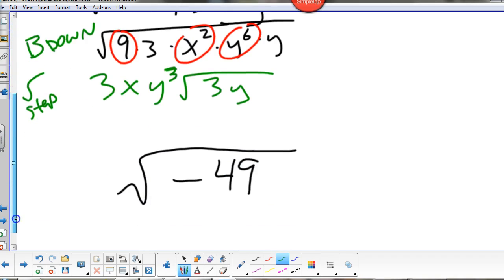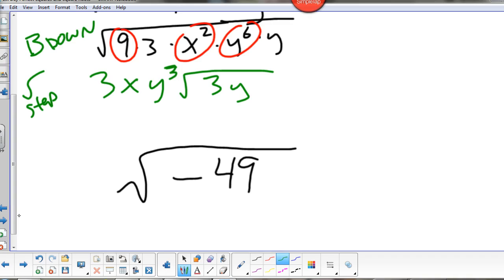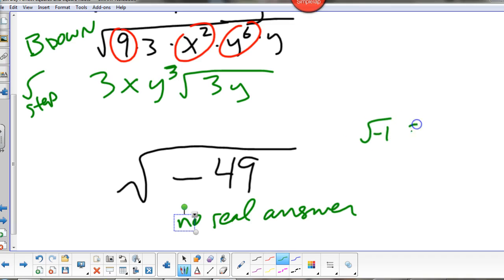A couple more things I want to just quickly talk about. Square root of negative 49. There's no real answer here, because there's no number that I can multiply by itself to get negative 49. When I say no real answer, there is an imaginary answer. Some of us might understand this. The square root of negative 1, when you get to algebra 2, that's the term i, the imaginary number, the square root of negative 1.